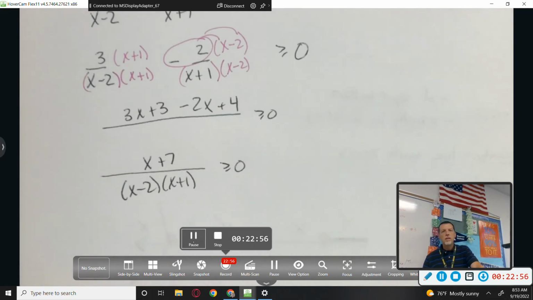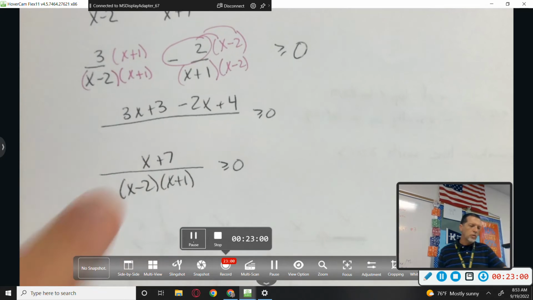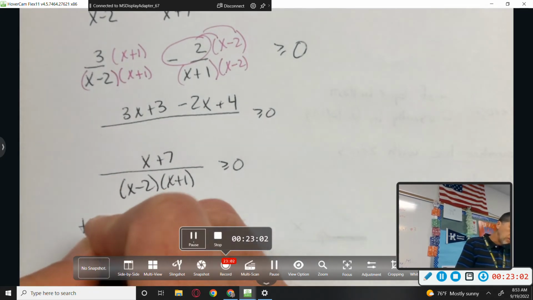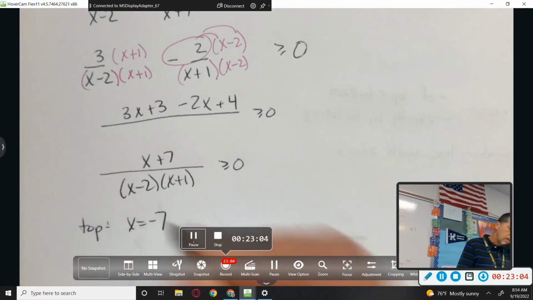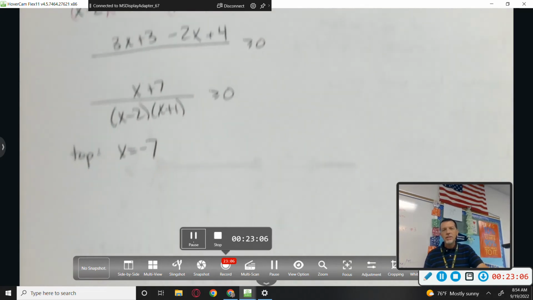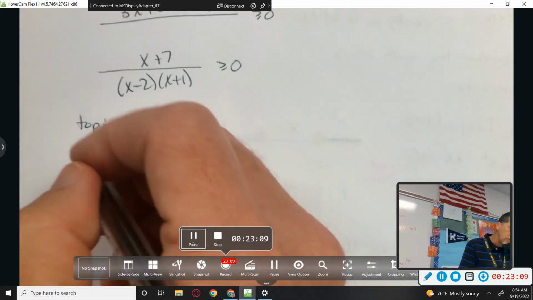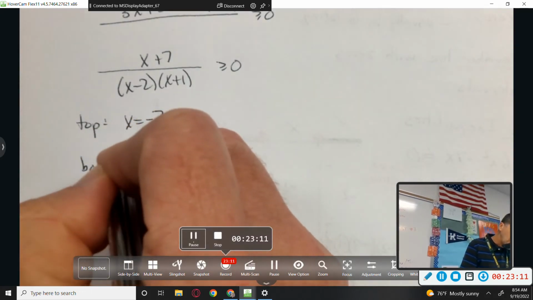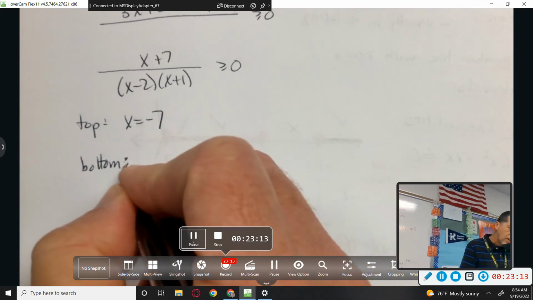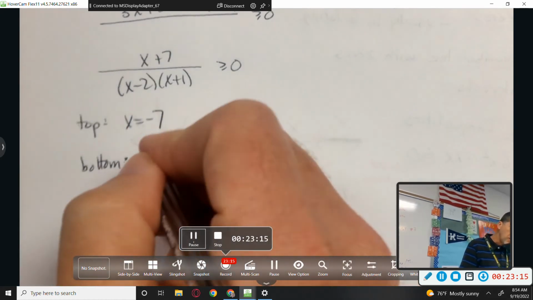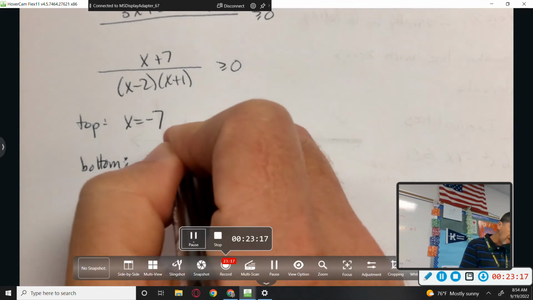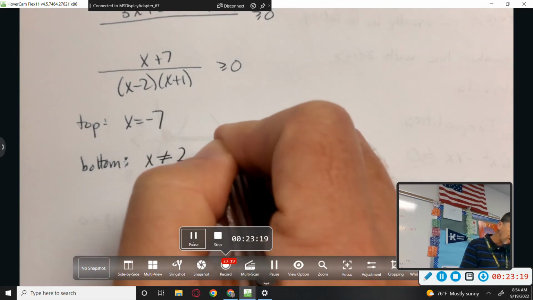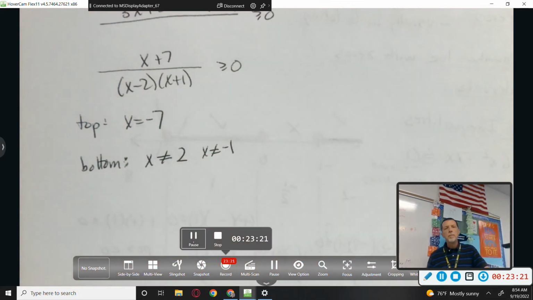Okay, so that took a little bit of work, but now it's pretty obvious the zeros of the top and the zeros of the bottom. In fact, I don't need to write down the factors equal to 0. It's already factored. For the bottom, maybe to remind myself, I'm going to say x can't be 2 and x can't be negative 1 because those would make the bottom 0.